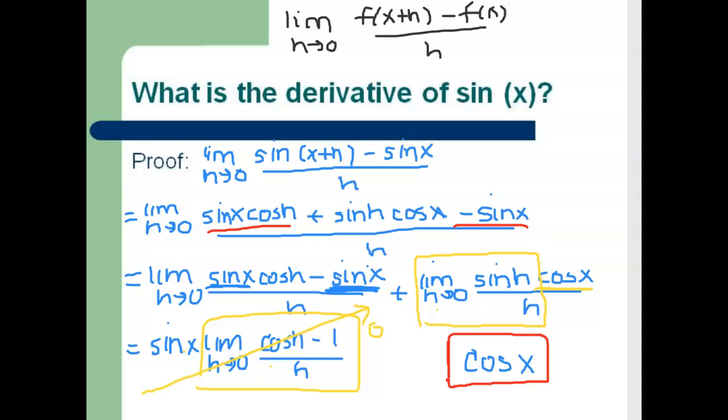Where did it what? It's part of the definition of the limit as h approaches 0. Like if you look up on your page, the limit as h approaches 0 of cosine h minus 1 all over h equals 0. So minus 1 is part of it.